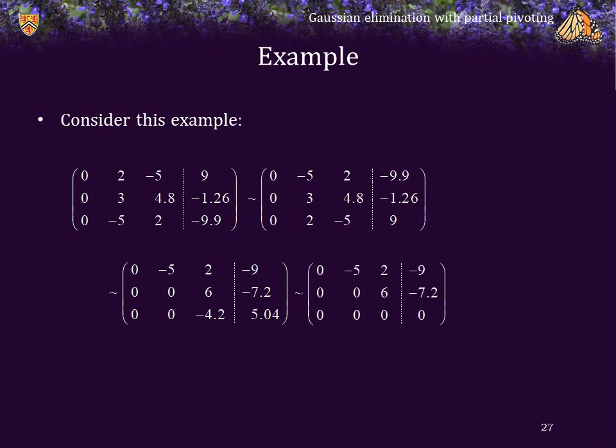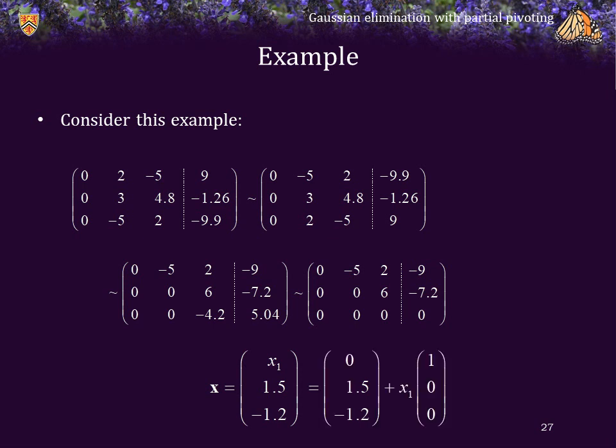This gives us this result here, and now we can once again perform backward substitution. So, consequently, we see that x3 is equal to -1.2. Substituting that back into equation 1, we get that x1 is equal to 1.5, and the free variable is x1. So note again that we can write this as the vector 0, 1.5, negative 1.2 plus all scalar multiples of the vector 1, 0, 0.